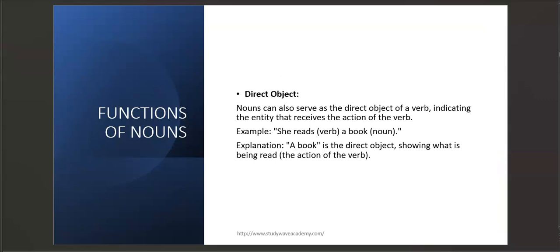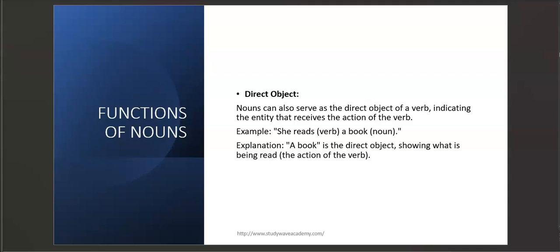Let's move on to the next function, direct object. Nouns also serve as a direct object of a verb, indicating the entity that receives the action of the verb, okay? She reads a book. So our verb here is read, okay? So you ask yourself, what is being read? What is the action read doing? And you find that the book here is the one that is being read, okay? So it serves as the direct object of the verb.